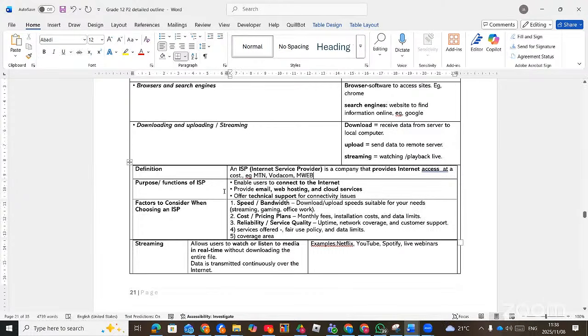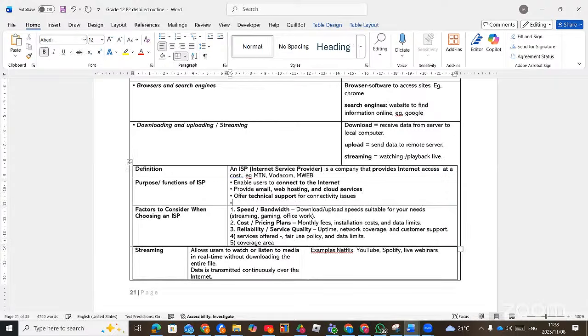They are all sorts of service providers. They can host your website. They can help you to connect to the internet. They provide email, web hosting, and cloud services. They can also filter for you, for example filter spam and others.